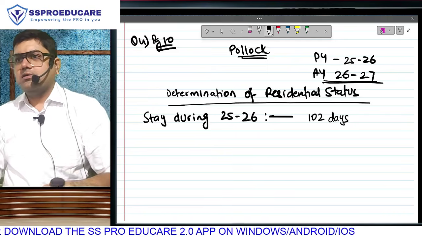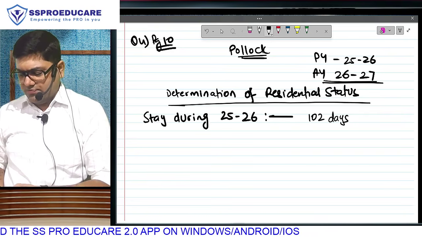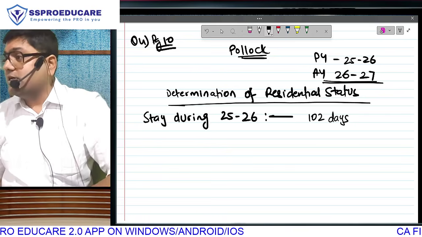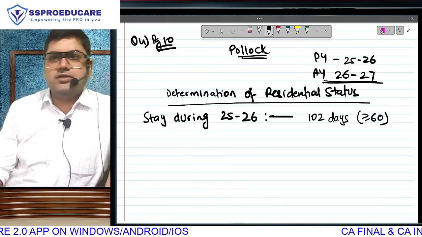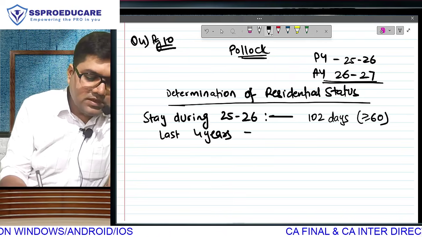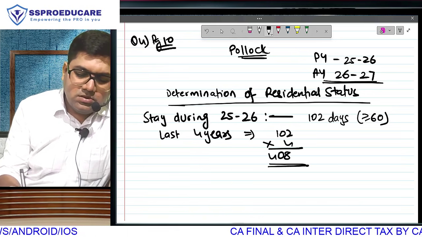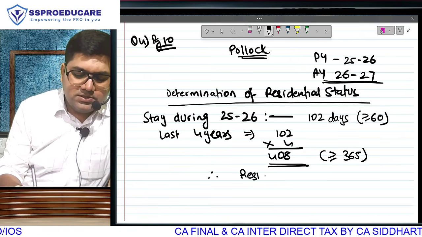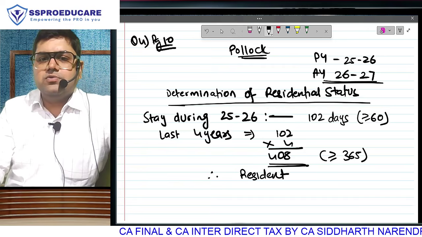South African cricketer, not a citizen of India, not a person of Indian origin, he is not falling in any of the 2 exceptions. Is condition 2 applicable? Yes, applicable. Then we will check whether he has fulfilled it. Check: current year 102, is that 60 days or more, and last 4 years. Now every year if he is coming for 102 days, then what will be the stay in the last 4 years? Is that 365 or more? And therefore Pollock is a resident. Do you understand how we have come to the conclusion?